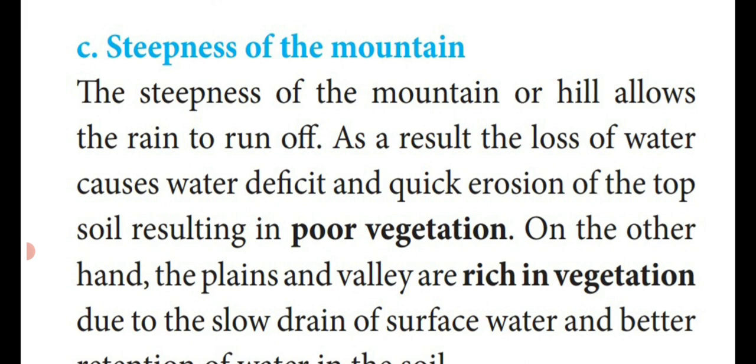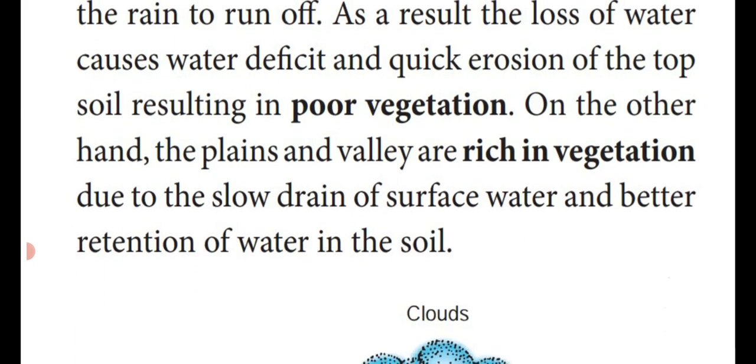On the other hand, the plains and valley, பள்ளத்தாக்கு பகுதி, சமதள பகுதி. Plains means சமதள பகுதி, valley means the region between two mountains or hills is known as valley. Here they are getting sufficient water in the soil, so they are showing rich vegetation due to slow drain of water on the surface and better retention of water in the soil. That means water which is stored below the ground level. So in that region, they are showing the rich vegetation.